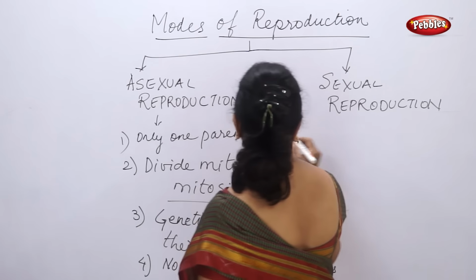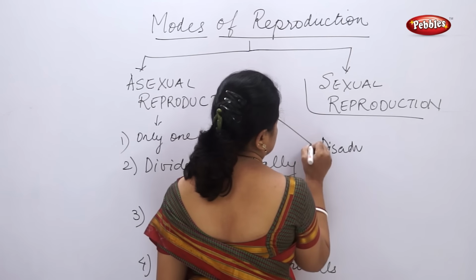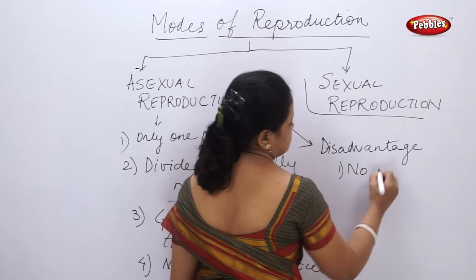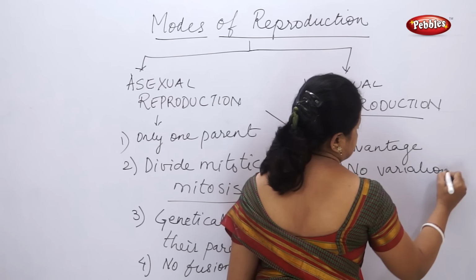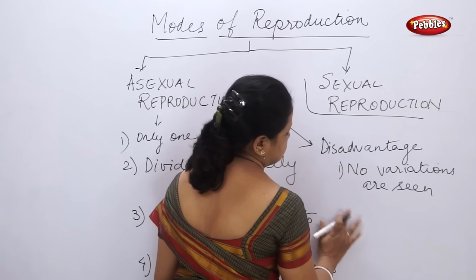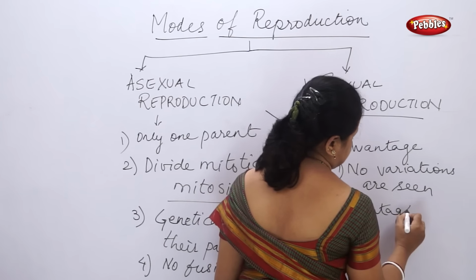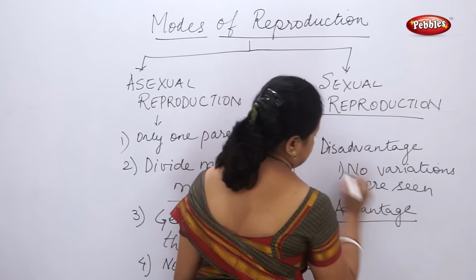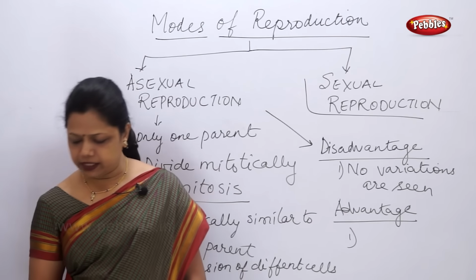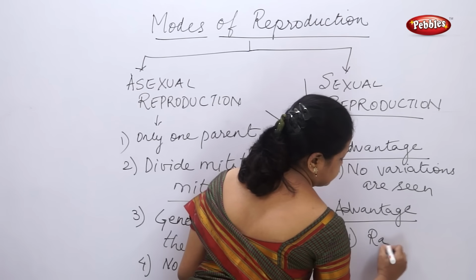So I can write, disadvantage: no variations are seen. And second, the advantage: it takes place very fast. We can say it is a rapid reproduction taking place.